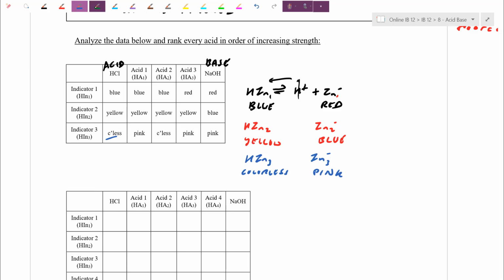Now, one important note here is these are 3 totally different chemicals. These ones here all have different Ka constants. So the range at which they change pH is actually going to be different. Let me just draft it for you here.